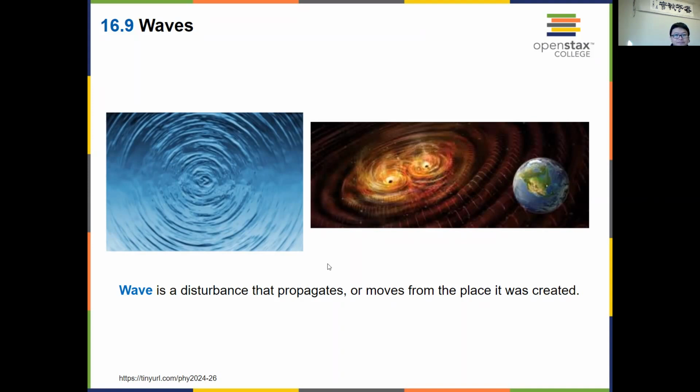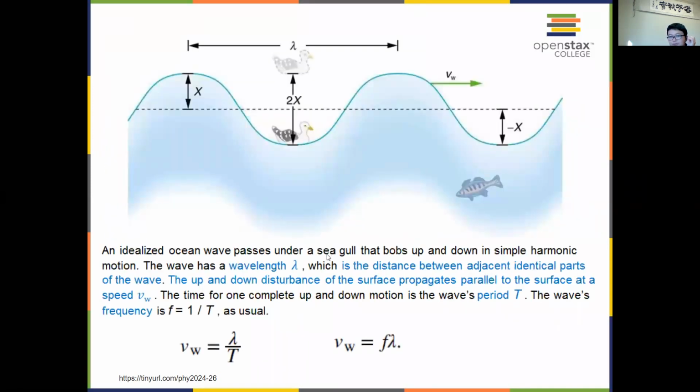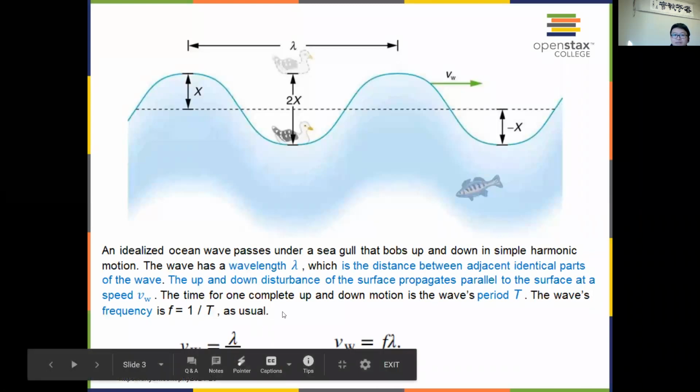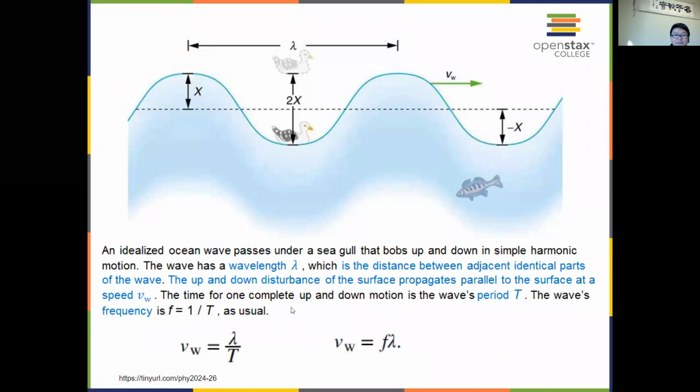So, some basic quantities to describe waves. One is the wavelength. That's the distance the wave travels from one peak to another peak. The time it takes is defined as the period T. The frequency will be 1/T. The wave speed will then be equal to the distance traveled, lambda, divided by T, or equals frequency times lambda.